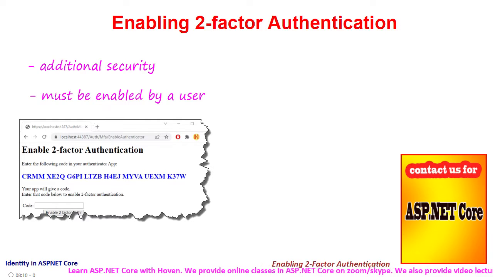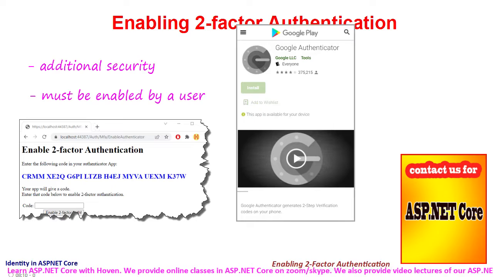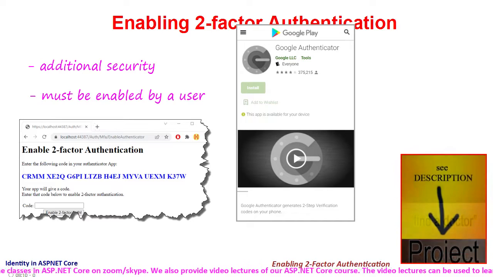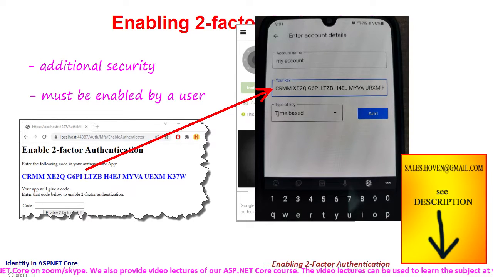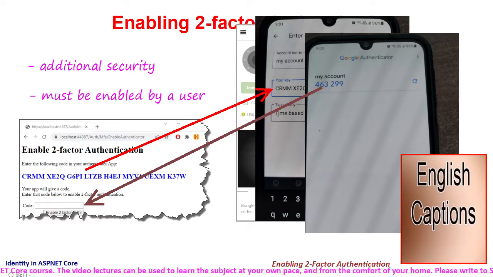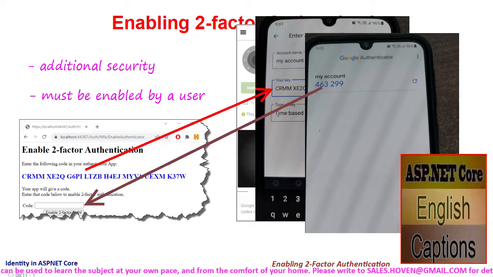After that, he installs an Authenticator app from Microsoft or from Google or from iOS Play Store. Then he has to enter that authentication code into the Authenticator app and receive a code from that app. This code is then entered into the ASP.NET Core application and the two-factor authentication gets enabled.